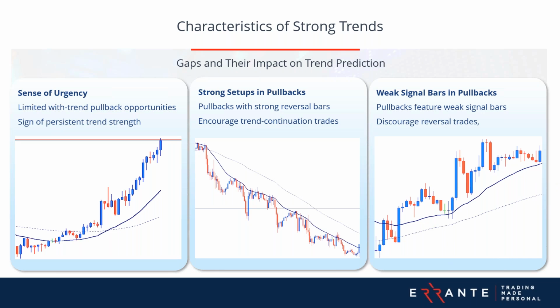reversal signal. So each of these characteristics, urgency in market participation, a strong setup in pullbacks, and weak signal bars, provides traders with a deeper understanding of market behavior and momentum. So by applying this knowledge, traders can better interpret the signs of a strong trend on their charts, making informed decisions about when to enter or stay with the trend. And this practical application of theoretical concepts is what transforms good traders into great ones, allowing for nuanced strategy adjustments that align with the market's unfolding narrative.